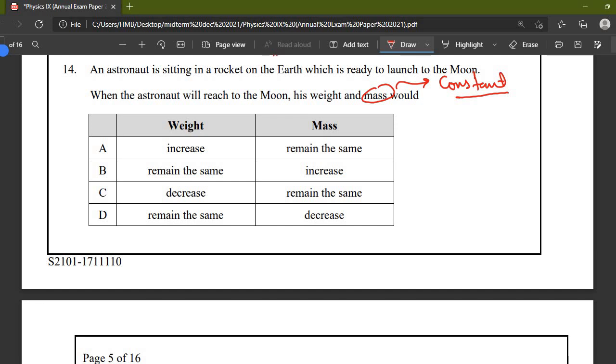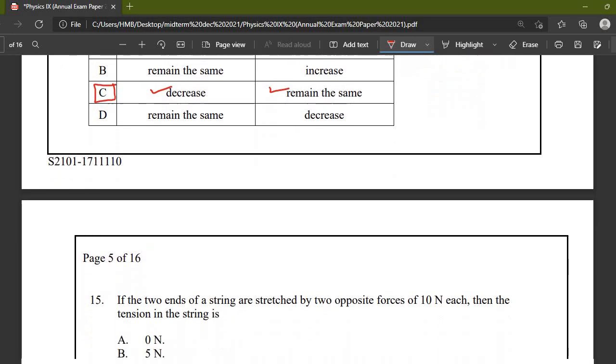As far as weight is concerned, weight is equal to mass times gravitational acceleration. We know that the gravitational acceleration on the surface of Earth is 10, while on the surface of the moon it is 1.6 meters per second squared, which is less than that of the surface of the Earth. So this clearly states that the weight of that astronaut will decrease on the surface of the moon, while the mass will remain the same. So here we have the correct answer, option C.